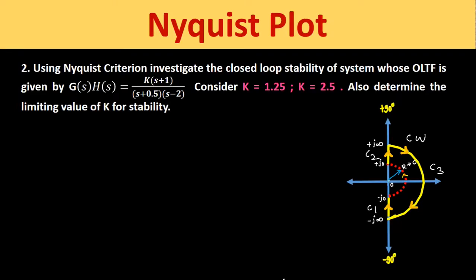In this lecture, we are going to solve second numerical related to Nyquist plot. In the last lecture, we have solved first numerical related to Nyquist plot. So in this question, we are introducing one 0 at s is equal to minus 1 in the open loop transfer function G(s)H(s) of the system.